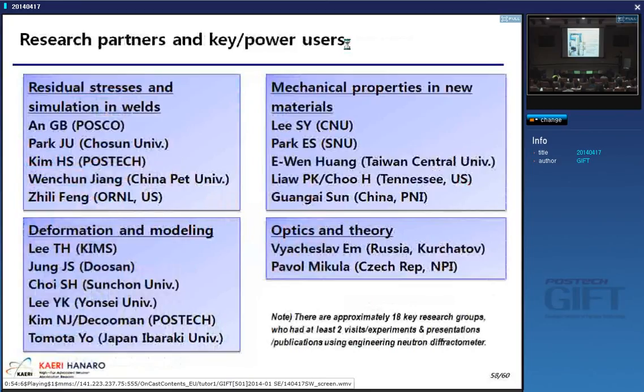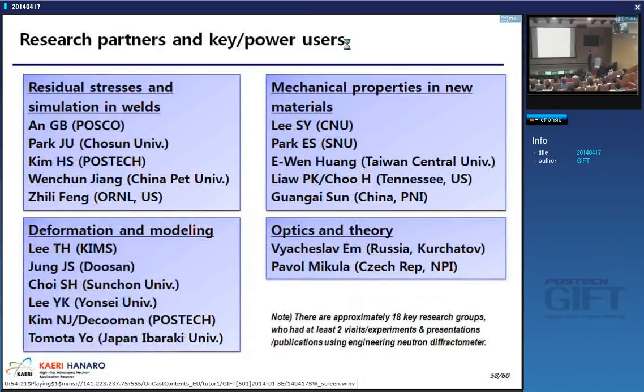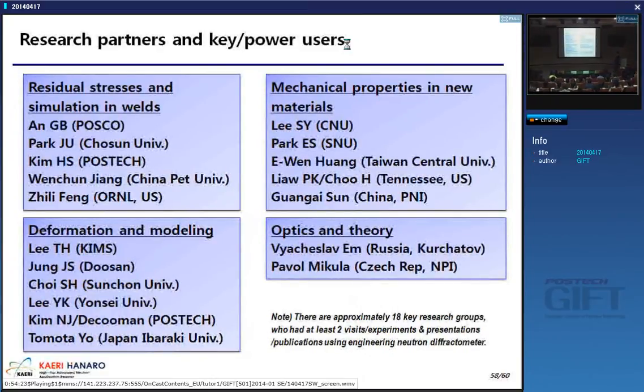So we have user groups, users from all over the world, and then a residual stress group, and a deformation group, and then mechanical properties in new materials like high entropy alloy, tube steels, and also some optics and theories. So the old guys helped us a lot with theories.